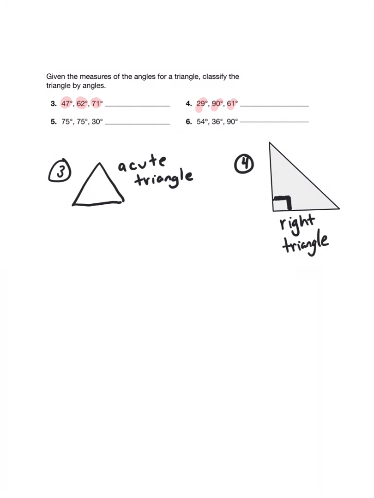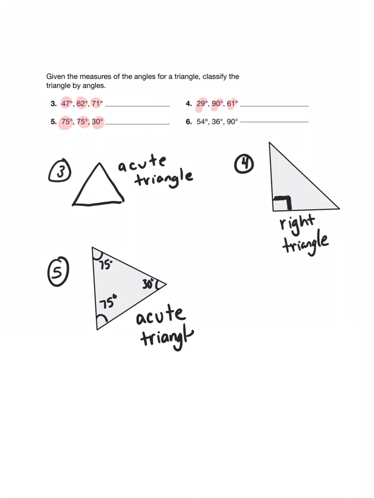Okay, let's look at number 5. I have a 75-degree angle, another 75-degree angle, and a 30-degree angle. Again, my drawing might not be perfect, but it's enough to show me that each of these angles is acute, making it an acute triangle. For number 6, I have a 54-degree angle, 36 degrees, and 90 degrees. Go ahead and classify that one on your own.